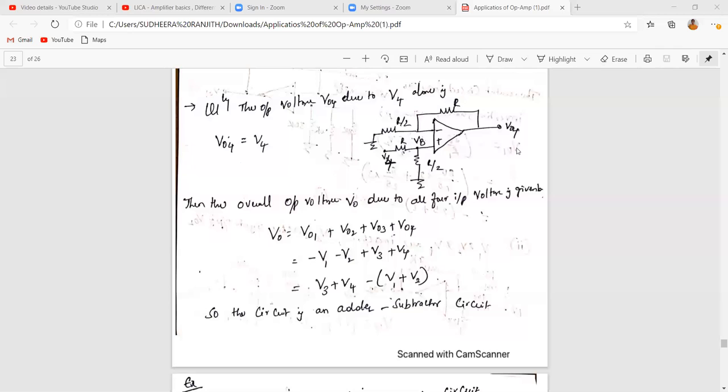Yes sir. A single op amp which performs both addition and subtraction, that's why it is called operational amplifier. An amplifier which performs mathematical operations is called an operational amplifier.